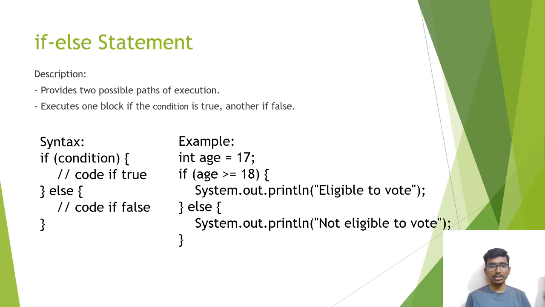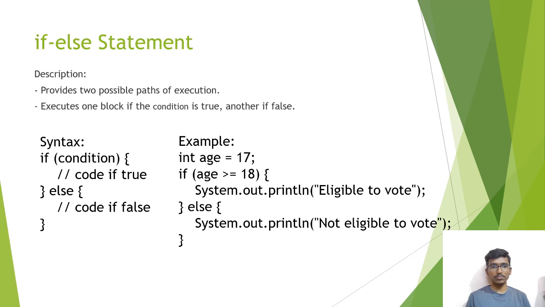We're taking the example of age for voting. We are initializing the age is equal to 17, and the condition we are giving is if age is greater than or equal to 18. If the condition is true, we'll get the statement as eligible to vote. If the condition, that is age is greater than or equal to 18, is false, we'll get the else statement printed as not eligible to vote. And this was the if else statement.